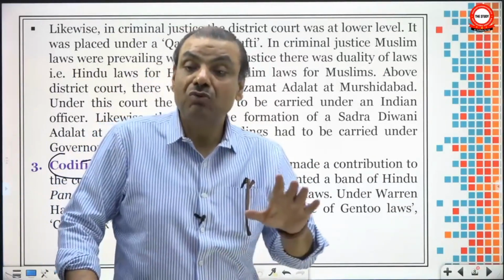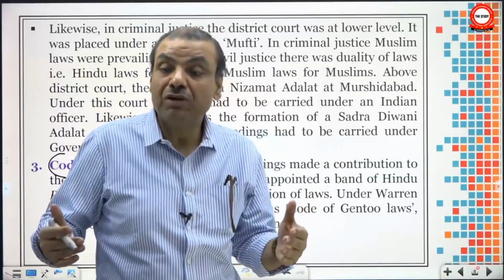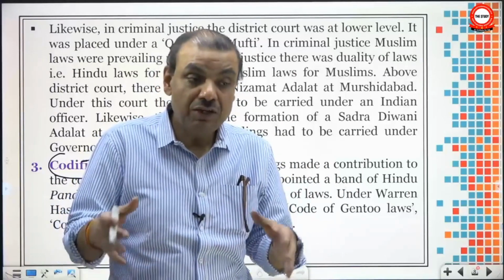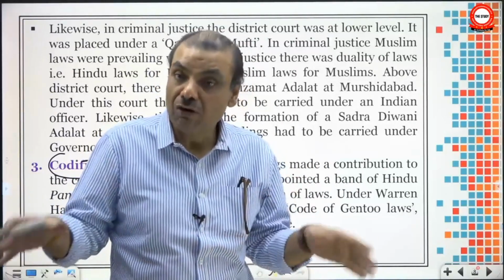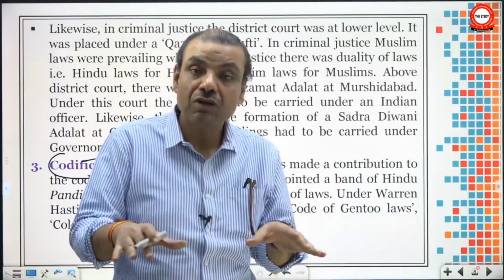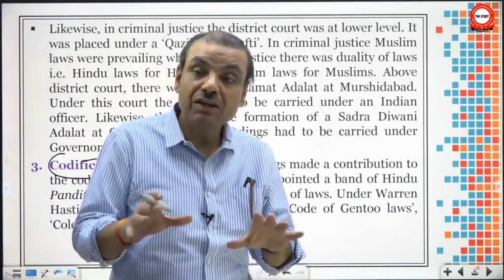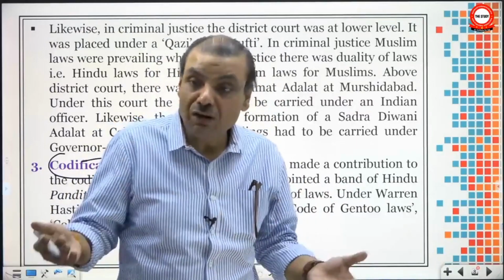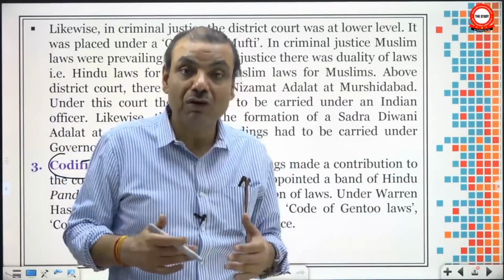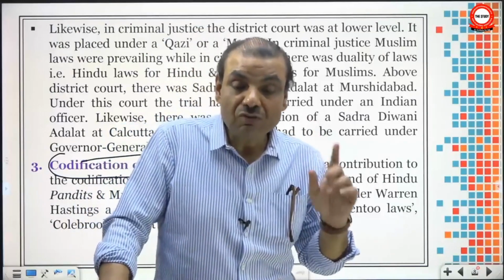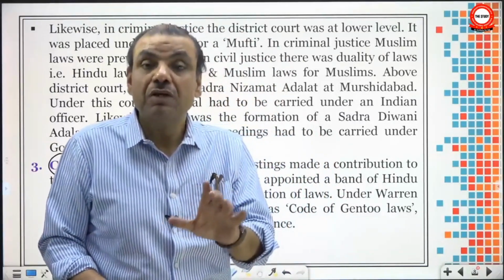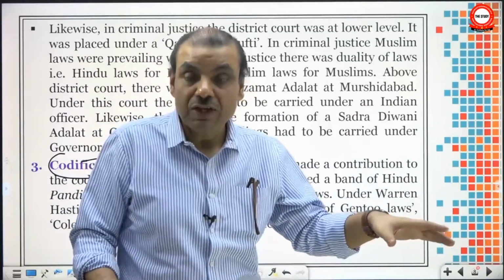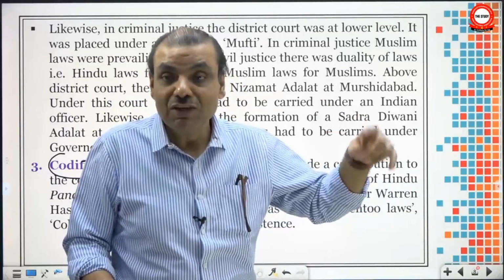So Warren Hastings, in order to bring efficiency in administration, deemed it fit to codify laws. Codification of laws was thought to be essential. But this codification had to be made of Indian laws. It was not the codification of European laws. So he sought the service of two different groups, Pandits and Ulemas, who could help the government and the officers in codifying the old Indian laws.